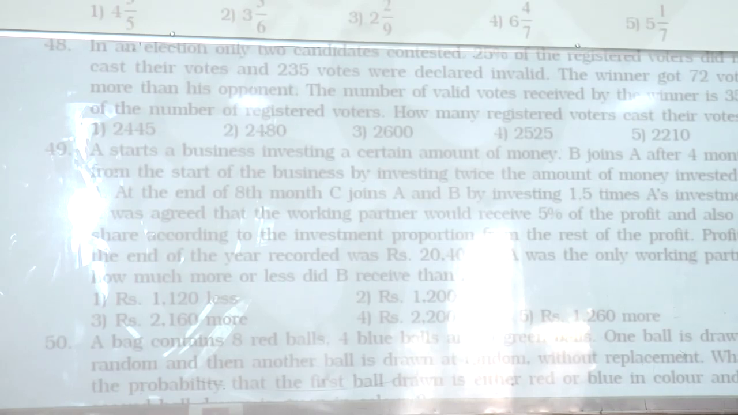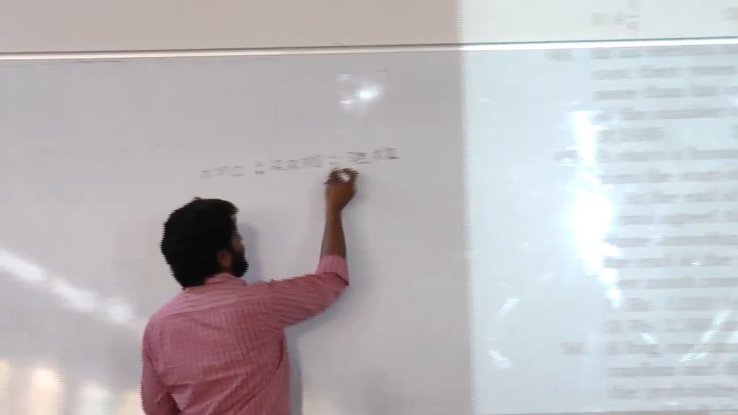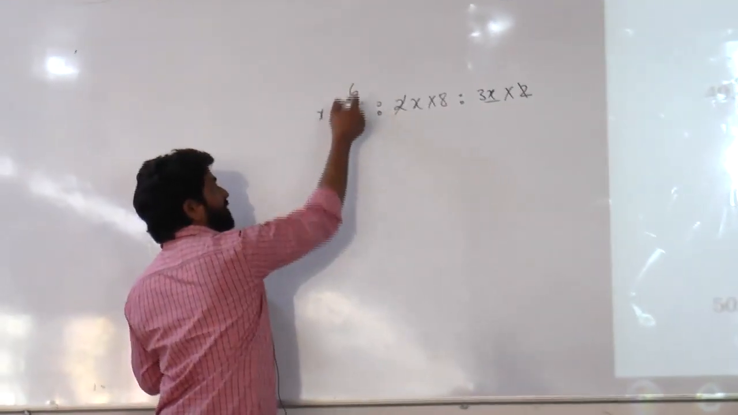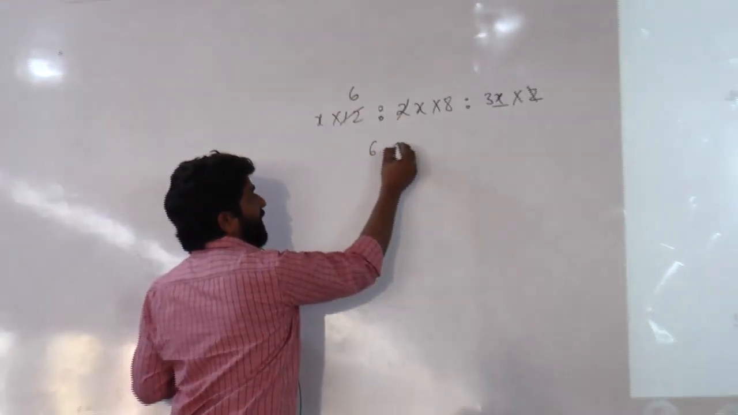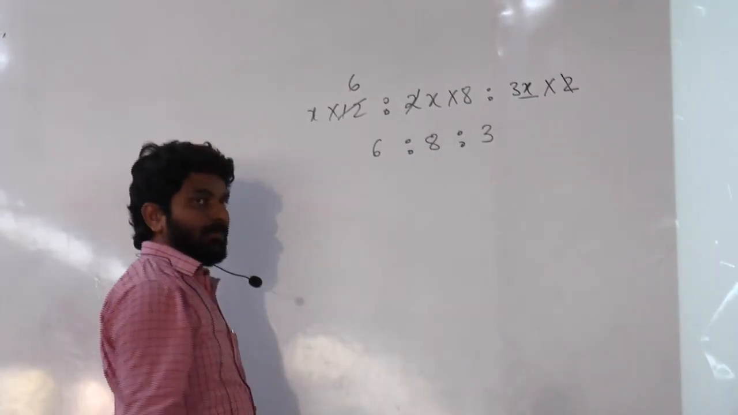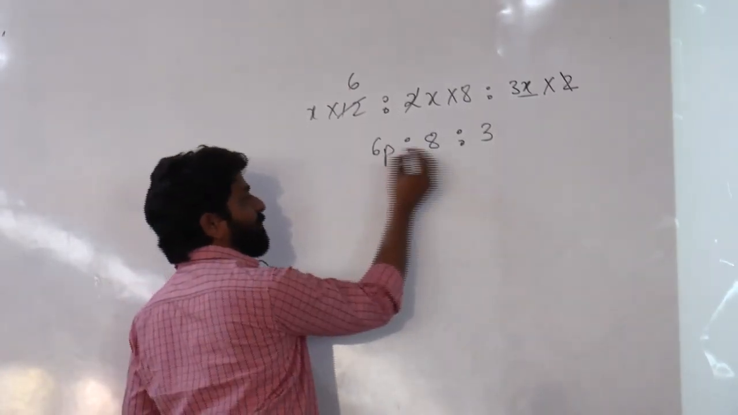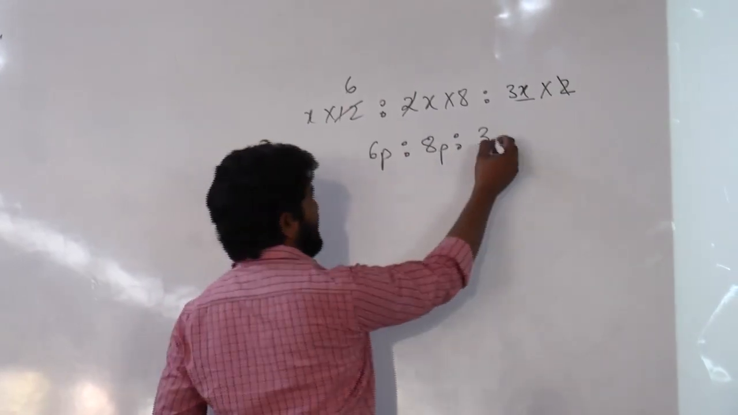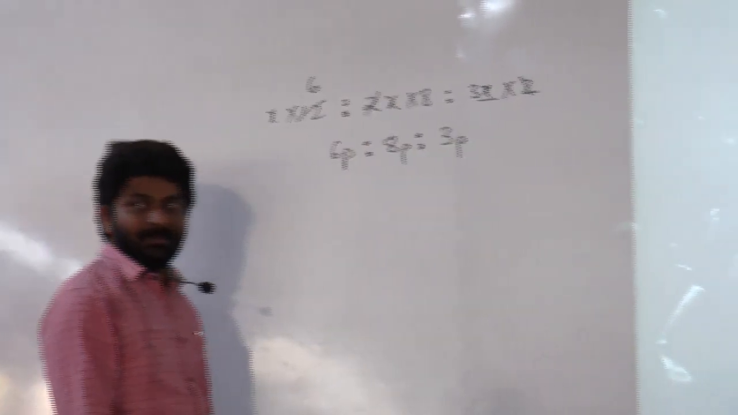First let me calculate the value here. 2 how many times? 2 times? 2, 2, 6 times. So ratio becomes 6:8:3. So A receives 6 parts, B receives 8 parts, C receives 3 parts.